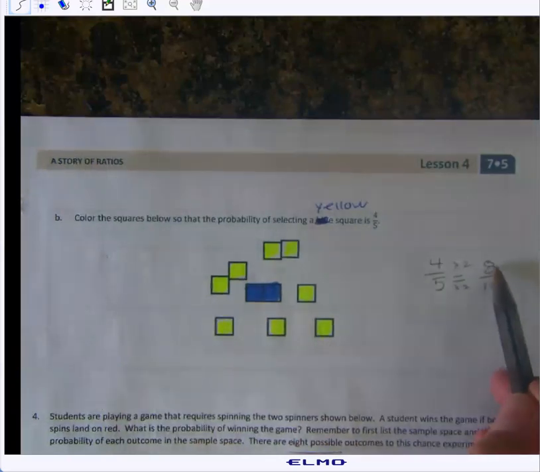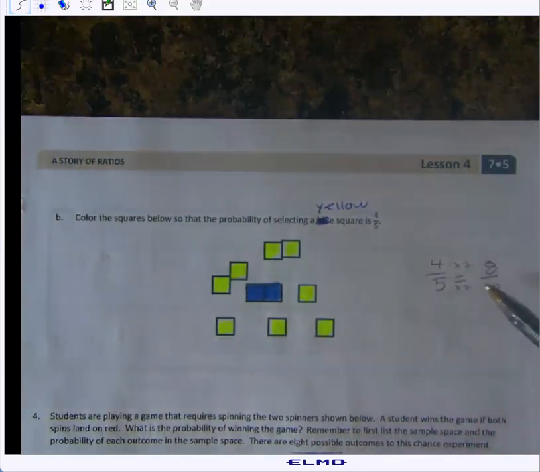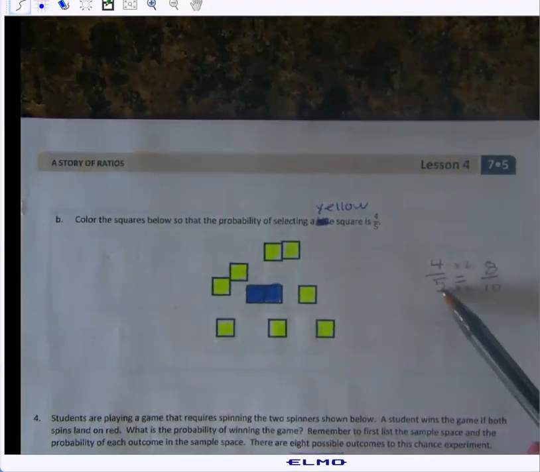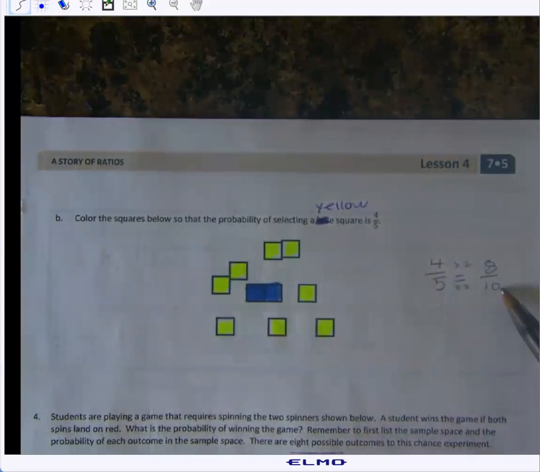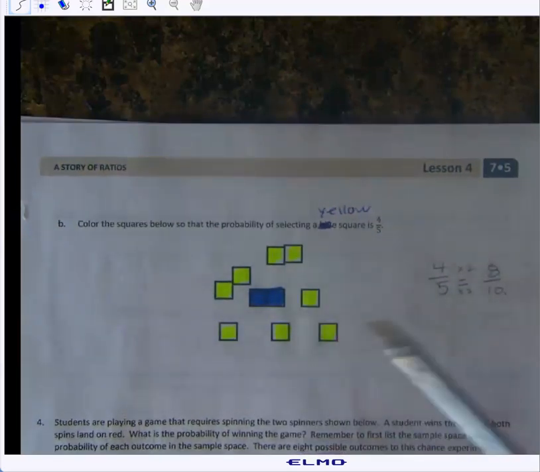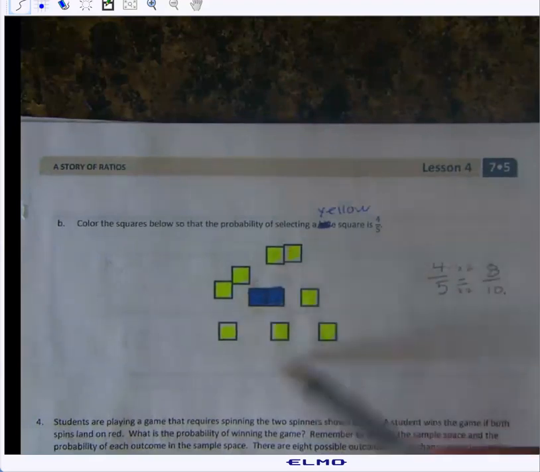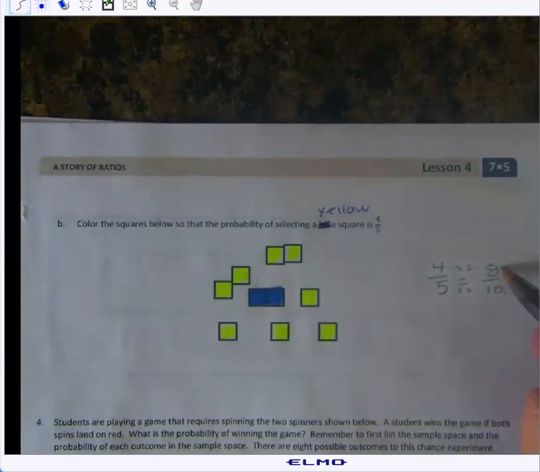Okay, so the number of favorable would need to be the number of yellow. Okay, and so if I have 4/5, I can convert the denominator just like I did before to 10. Because I have more than 5 here, I have 10. So using equivalent fractions, 4 times 2 is 8, and I knew I had to color 8 yellow, okay? So there are 8 yellow, that's the number of favorable out of the total possible, okay?